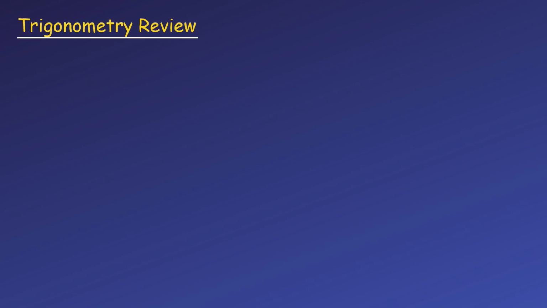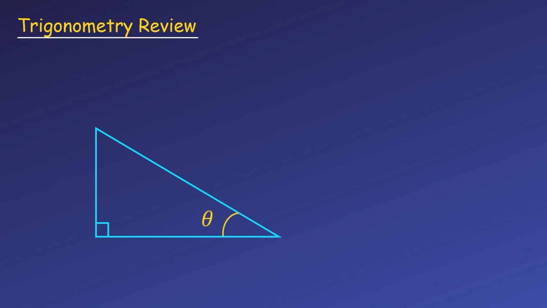This video is going to be a trig review where we review the basic trigonometric functions. First, we'll start with a right triangle. Typically, at least one of the remaining angles is given. Using this angle, we can label the sides of our triangle.